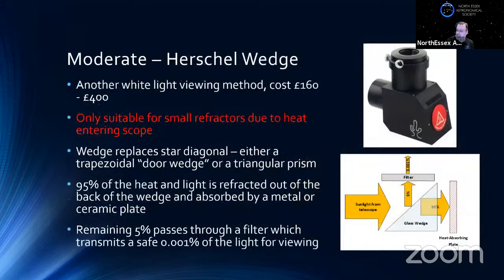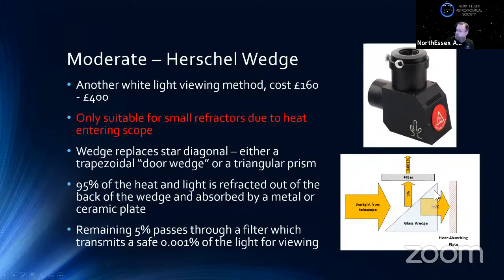Final way to view the sun safely in white light is to use a thing called the Herschel Wedge. Now, these are quite a bit more expensive, and they're only really suitable for small refractors. They're not suitable for SCTs, Maks, or other big Newtonians, because there's too much light going into the scope. Again, the same problem, you can damage the internal optics of the scope. So you only want a small refractor where the light is going straight to the back.